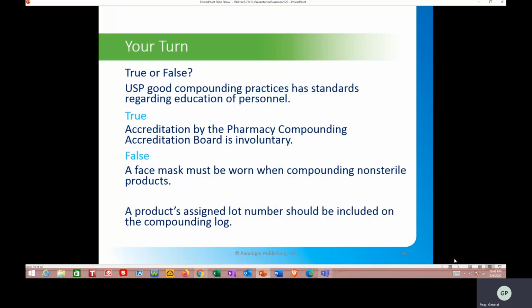But like I said, right now with COVID, I'm pretty sure everybody has to wear a face mask all the time. But if this question came up on the PTCB, you don't need to wear a face mask when non-sterile. So this would be false. A product's assigned lot number should be included on the compounding log. The lot number and NDC and expiration date should be on there, so that should be true.